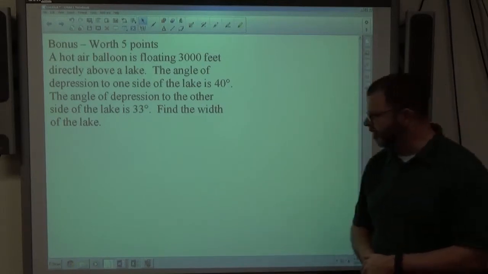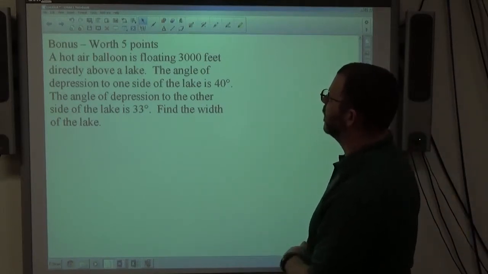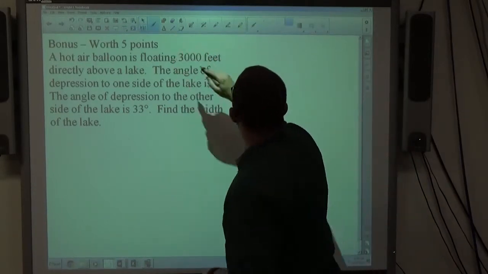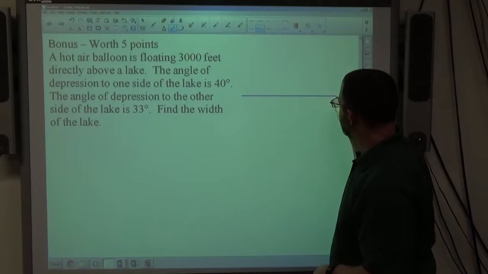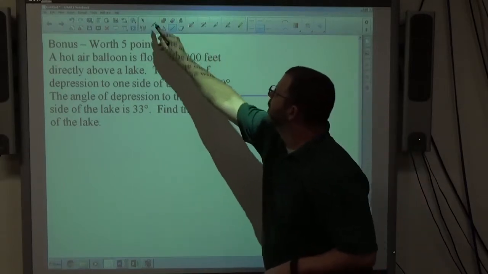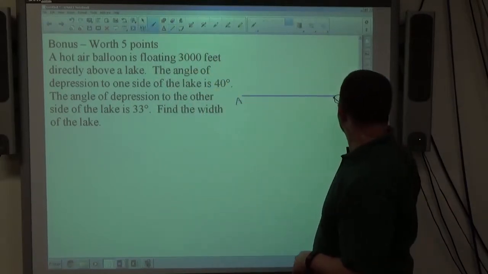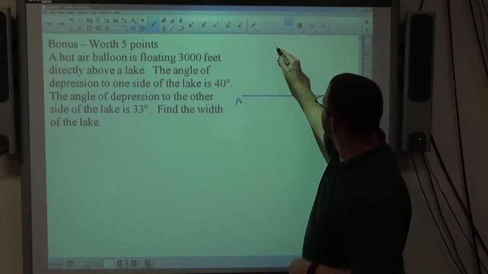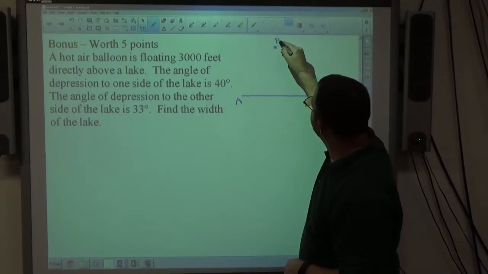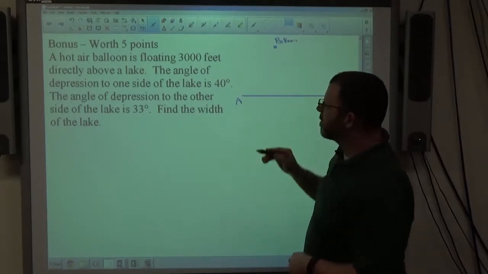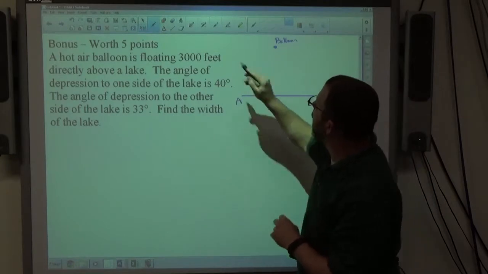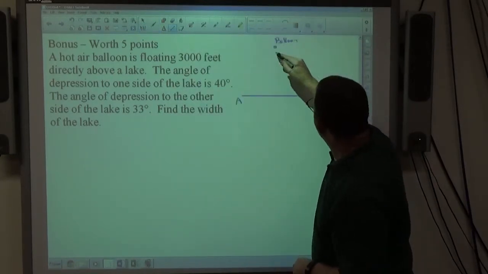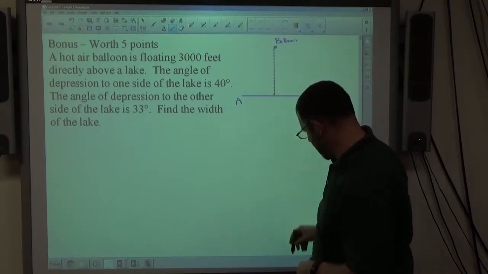The bonus, which I'll put a similar bonus on the test: we have a hot air balloon floating 3,000 feet directly above a lake. All right, so imagine that we have a lake, and there's the span of the lake. There's one side of the lake, there's the other side of the lake. We have a hot air balloon somewhere up here. Let's put it right there. This is the balloon that's above the lake. And it's 3,000 feet above the lake, so we know exactly this number here. That's 3,000 feet.